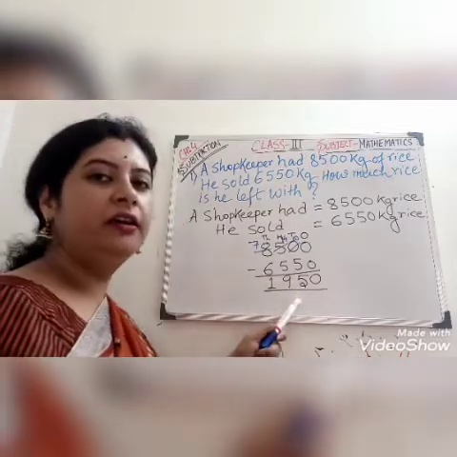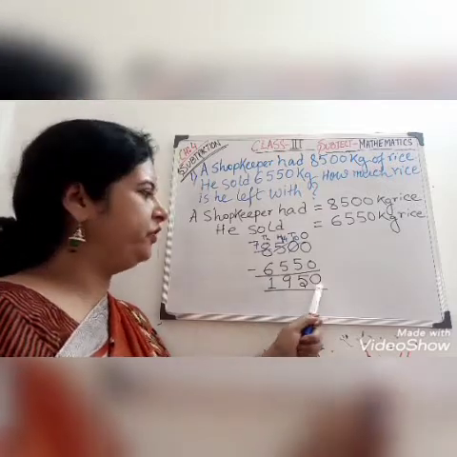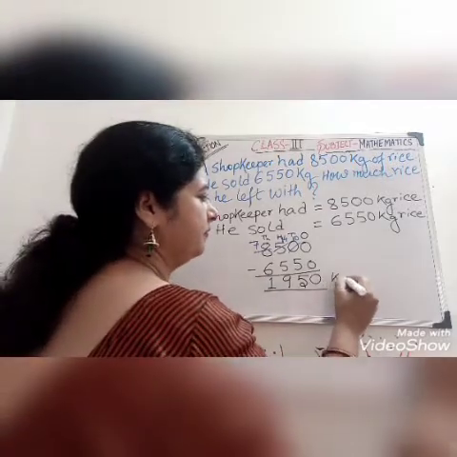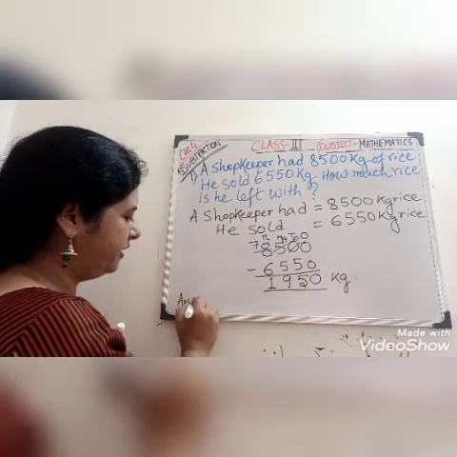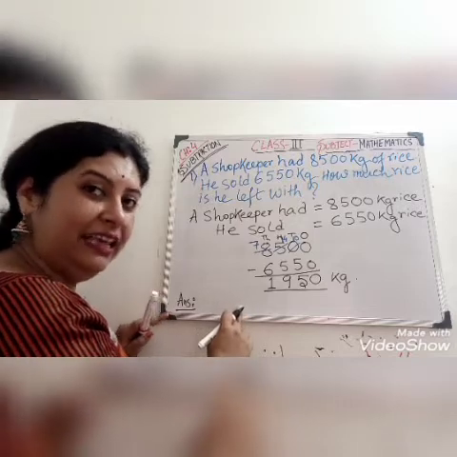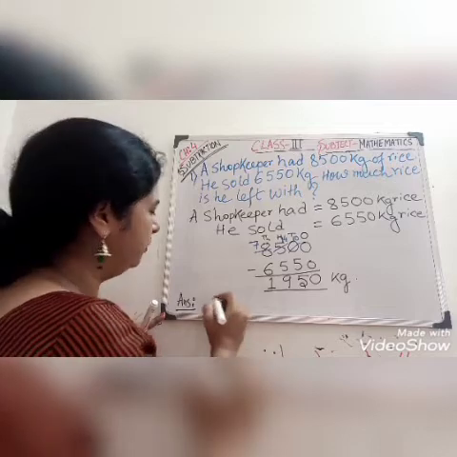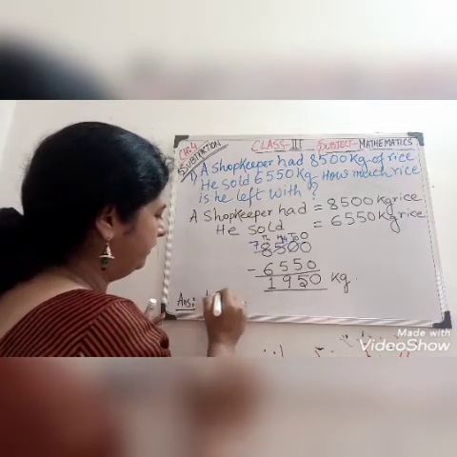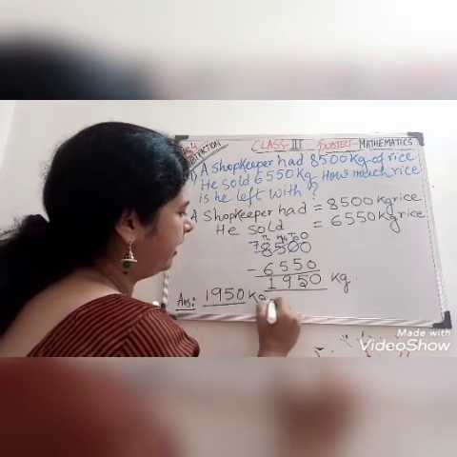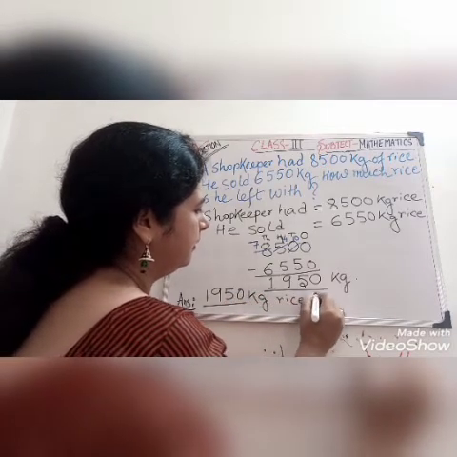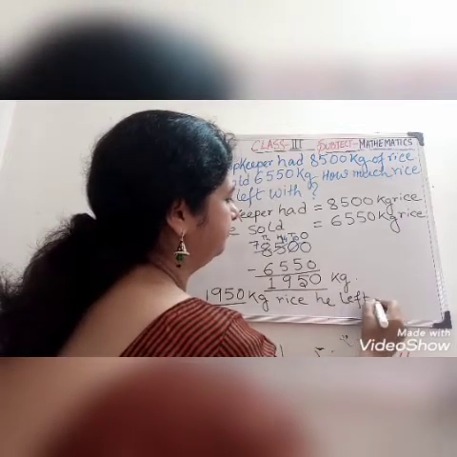So how much rice is he left with now? 1950 kg. So write down the answer here. Otherwise, your story sum is incomplete if you do not write this answer. So we write down 1950 kg rice he left.